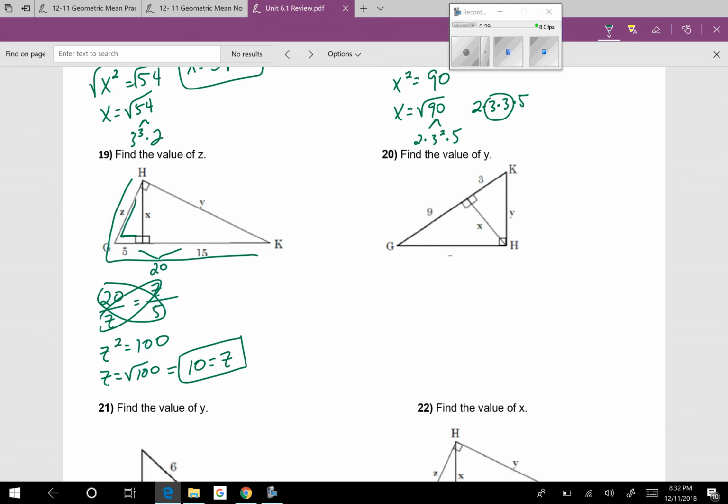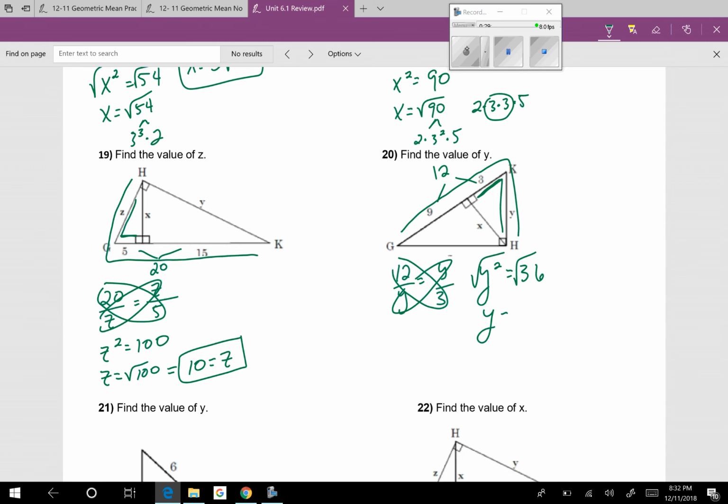All right, now let's look at y on number 20. So we need to find y. Again, we're trying to find one of the legs. So we're going to have to do the boomerang. So you have y compared to the whole hypotenuse, so that's 9 plus 3, which is 12. And then we have y compared to the part it's connected to, so to 3. So 12 over y is equal to y over 3. So we have y squared is equal to 36. And so if you do the square root of both sides, you have y is equal to the square root of 36, which comes out to be 6. So y is 6.